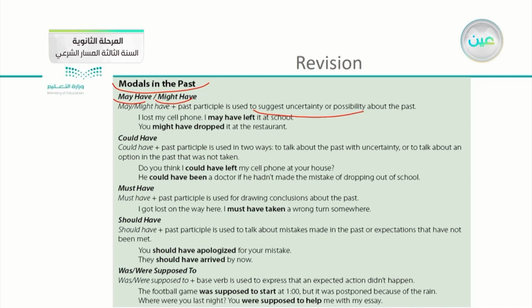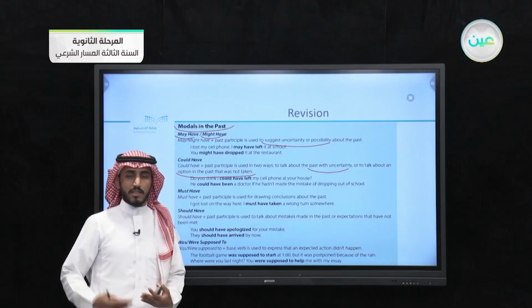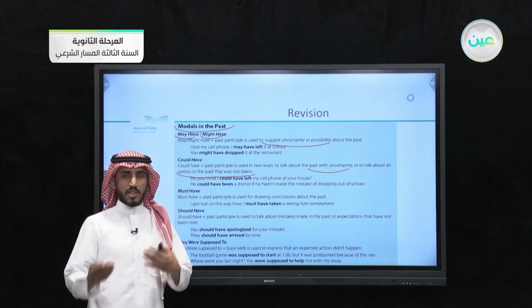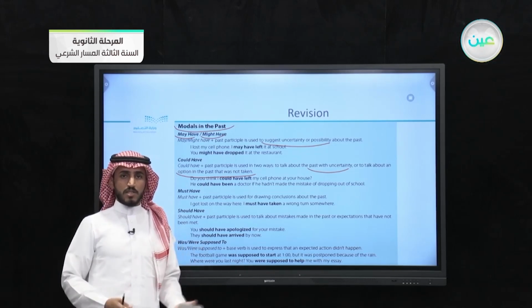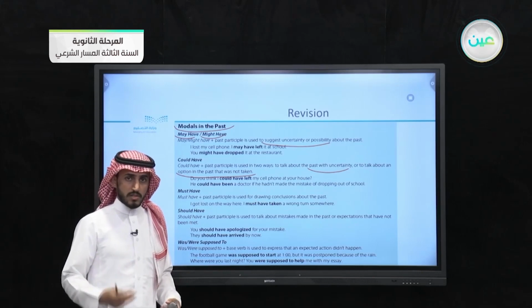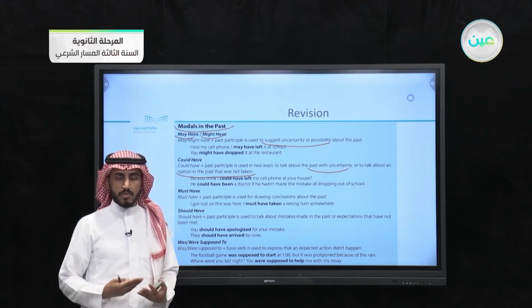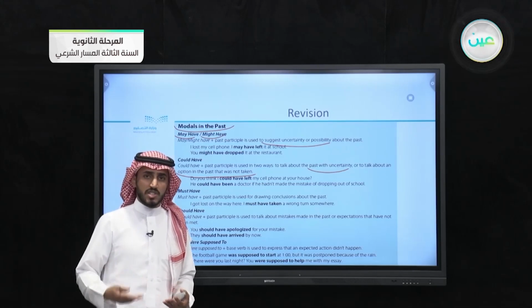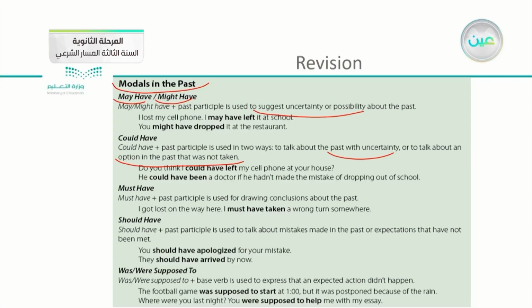After that, we have the word could have. It is used in two ways: to talk about the past, also with uncertainty, or to talk about an option in the past that wasn't taken. For example, you say, I could have changed my mind about that. I could have worn this. I could have placed this thing in that place. So could have, we use it in two ways: to show uncertainty about something in the past and to talk about decisions that we didn't make in the past.